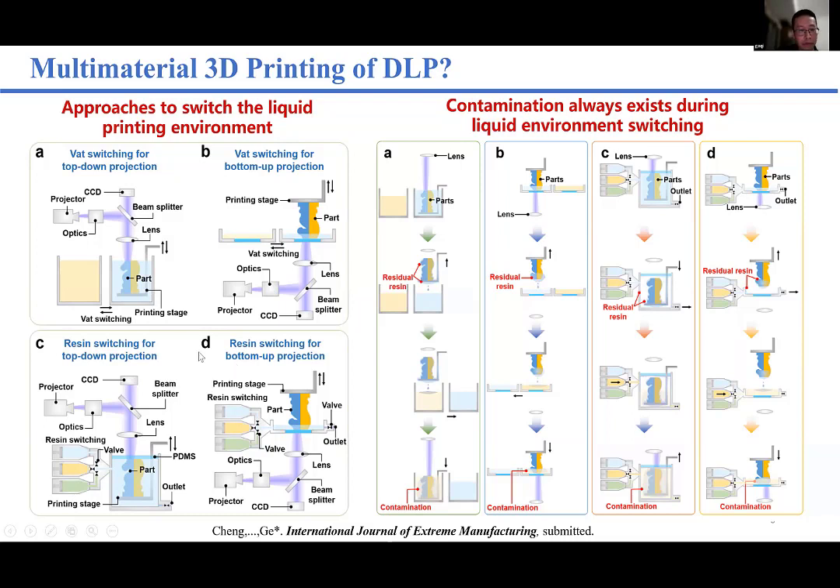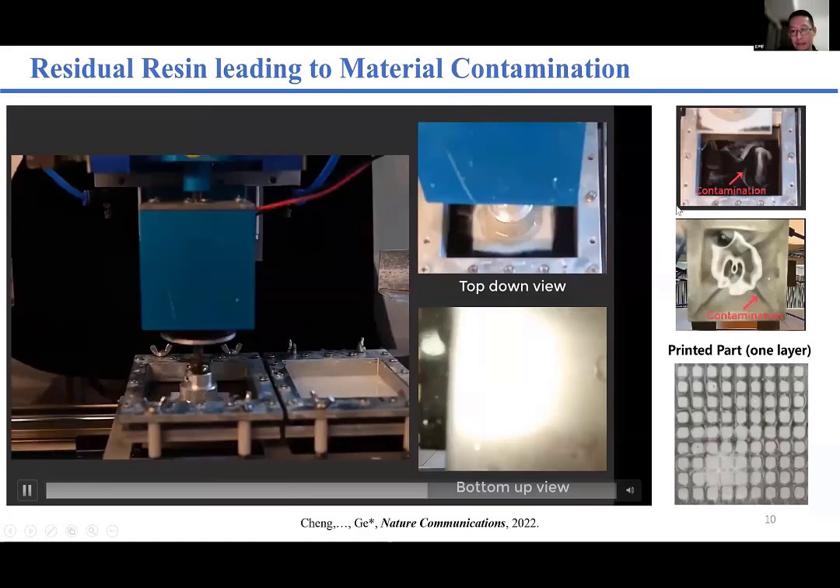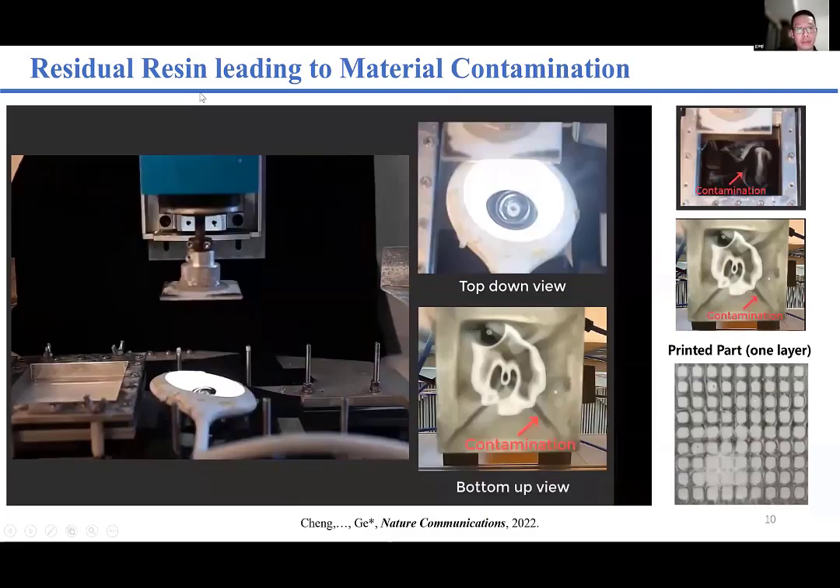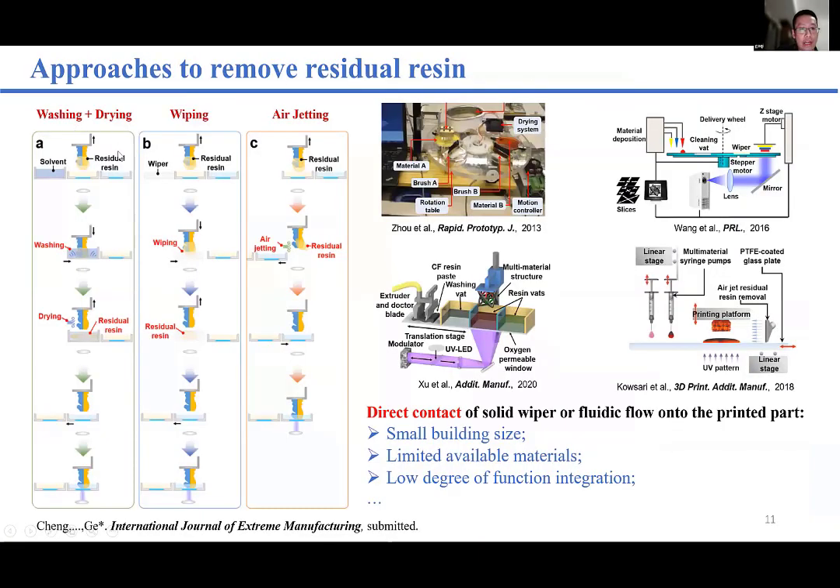If we do not take any other action, contamination happens. Even printing one layer, you see that the result is very poor. And there are a lot of approaches. People try to remove the residual resin, such as by combining washing or drying or wiping or air jetting. There are a lot of papers about using these methods to realize high quality multi-material DLP 3D printing.